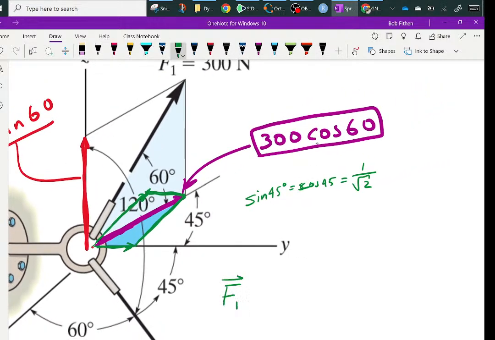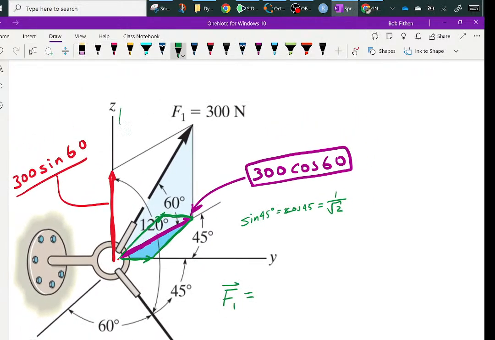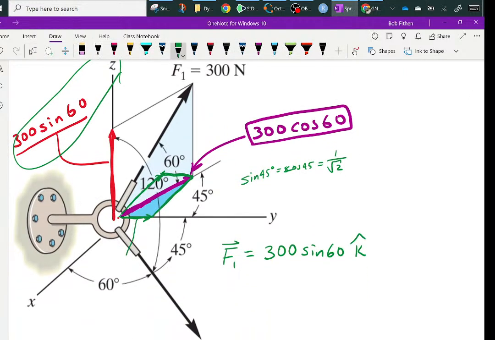I'm going to write it in a weird fashion. I'm going to first take the z component. So 300 sine of 60 times the k. That's the z component right there. Now I want to take this component. This component goes out in the y direction. But what is it? It's 300 cosine of 60 over square root of 2.